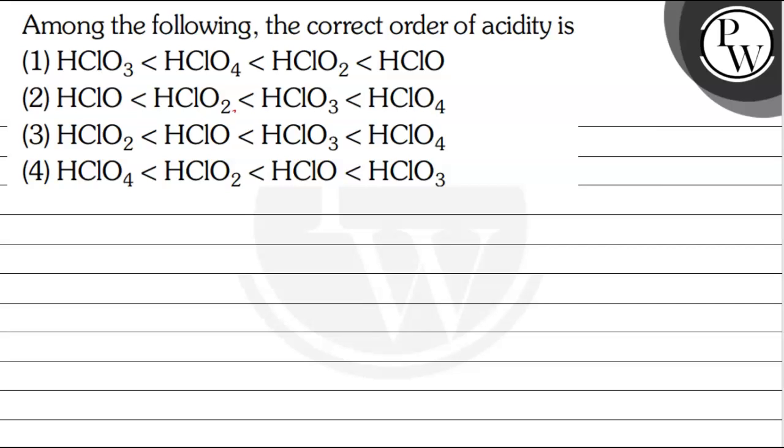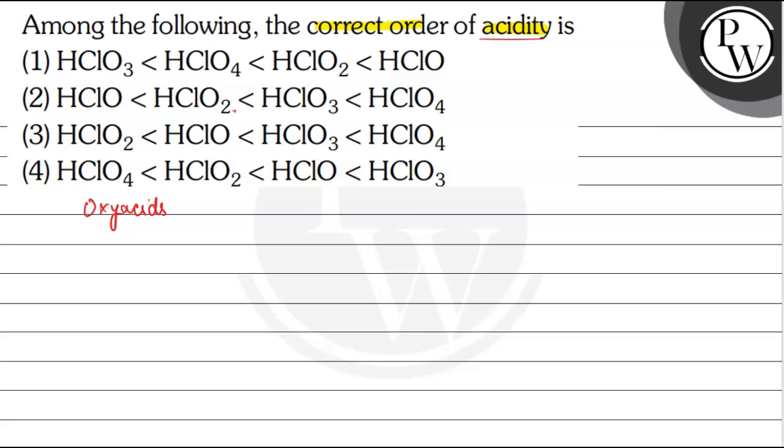Hello बच्चों, let's read this question. So the question is, among the following, the correct order of acidity is. So basically we are going to find the correct order of acidity in this question. Okay, so these are the oxy acids of halogens.